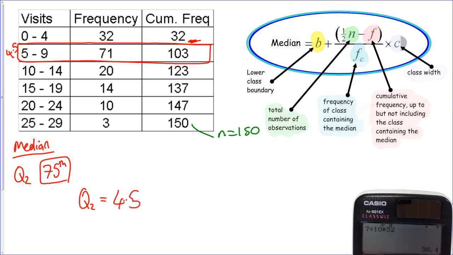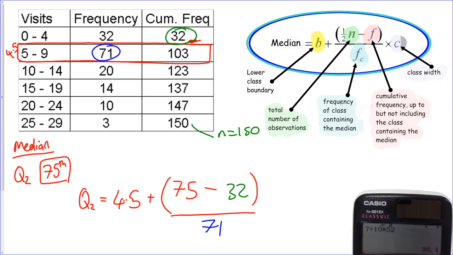So we're going to take our 4.5 and then we're going to add on a half of n, which gives us 75. Take away this cumulative frequency up to and including our class, so it's this 32 here. So this is the cumulative frequency before our class, so 32. We're going to divide this by the frequency of our class, which is 71. There are 71 things in this class. And we're going to multiply this by the width of our class.